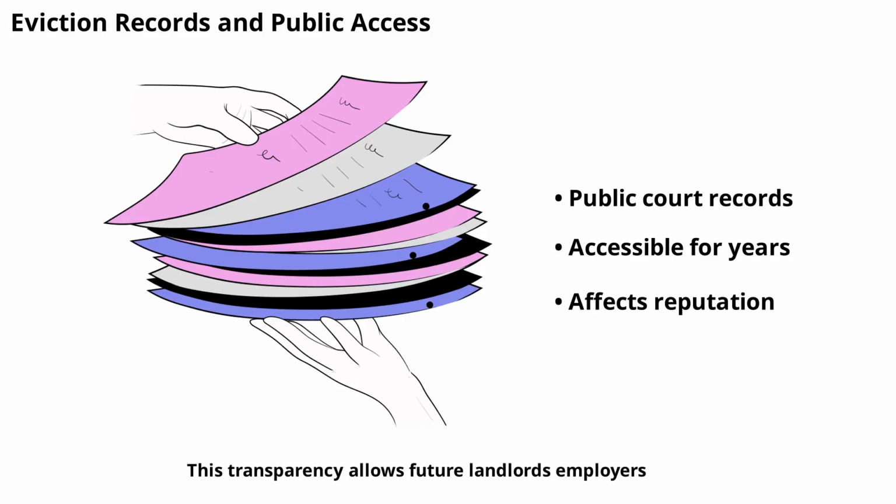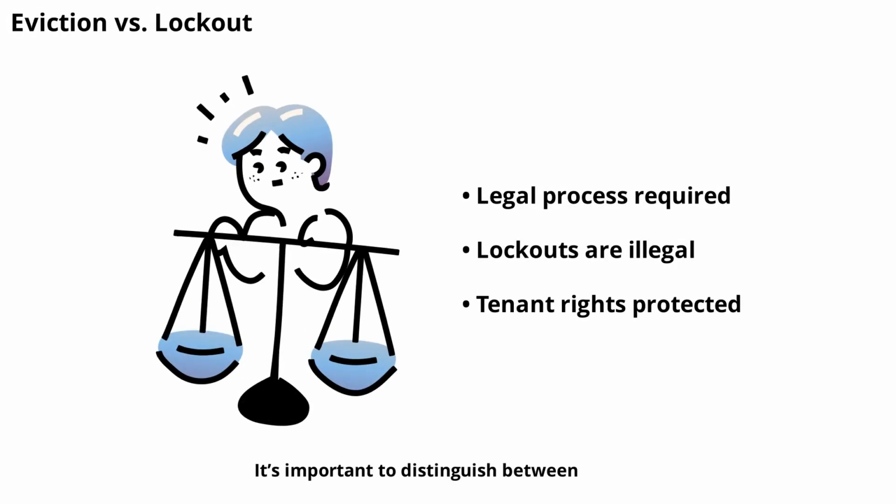This transparency allows future landlords, employers, and even lenders to see if someone has been evicted. Public records can remain accessible for several years, making it important for tenants to resolve issues before they reach the eviction stage whenever possible. It's important to distinguish between legal eviction and illegal lockout. A legal eviction follows the court process, while a lockout occurs when a landlord changes the locks or removes a tenant's belongings without a court order.